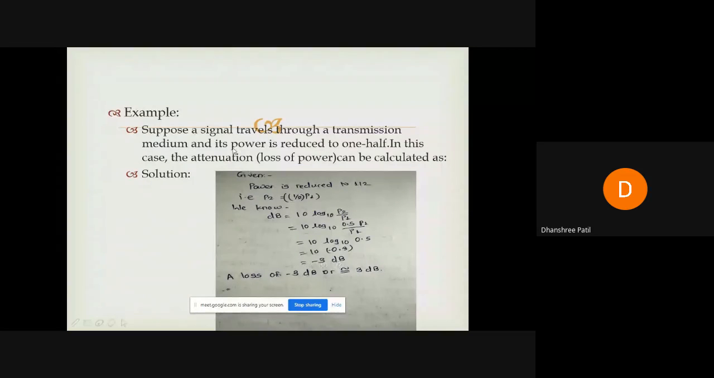So in this case, when the signal is half of the original signal, the loss of energy is minus 3 decibels. In this loss of energy, minus and plus are considered the same, meaning there is a 3 decibel loss of energy.